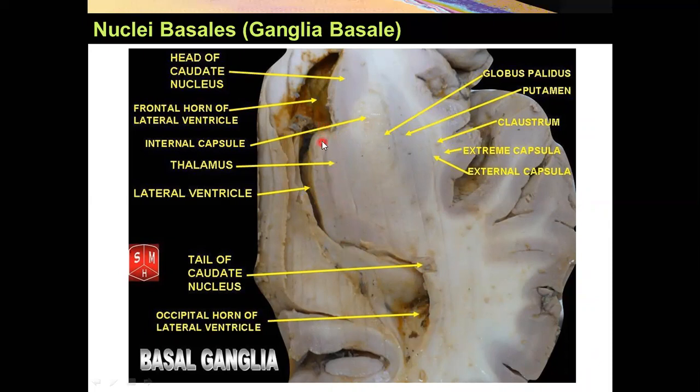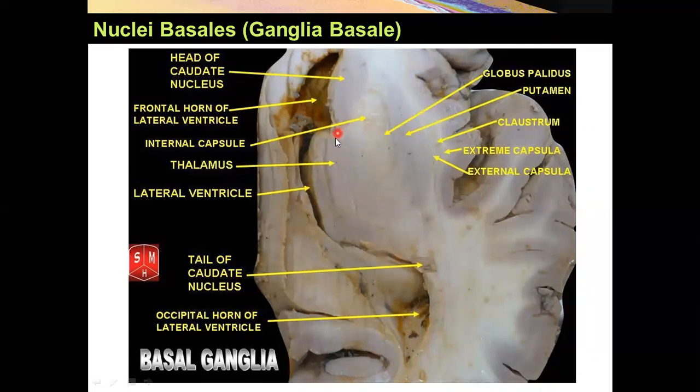This is the thalamus here, thalamus. And here is the caudate, head of caudate nucleus. Down here, the tail of the caudate nucleus. Here is the internal capsule, the white area, internal capsule.